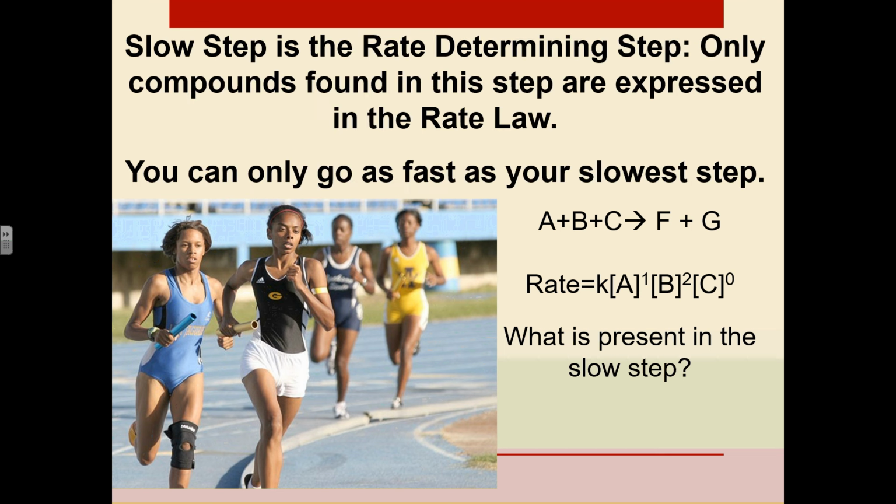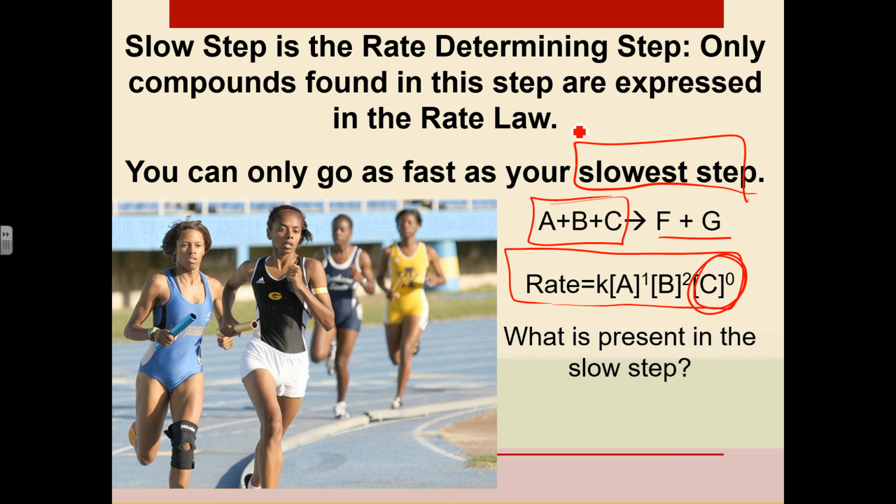So rate determining step, only the compounds that are found in the slow step are expressed in the rate law. So if I take a look at this reaction, A, B, and C combine to make F and G. So notice my rate law. My rate law is rate equals K. I've already figured out it's A to the first, B to the second, and C to the zero. What that means is that C, since I increase the concentration and it doesn't change the rate, must not be part of the slow step because you can only go as fast as your slowest step.